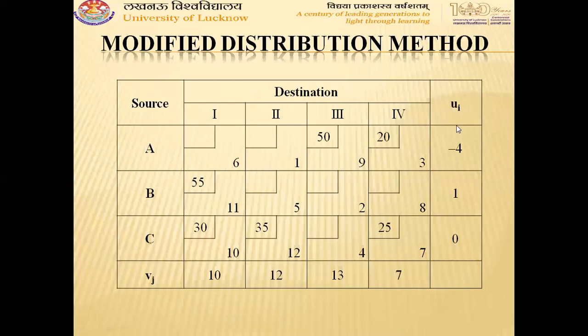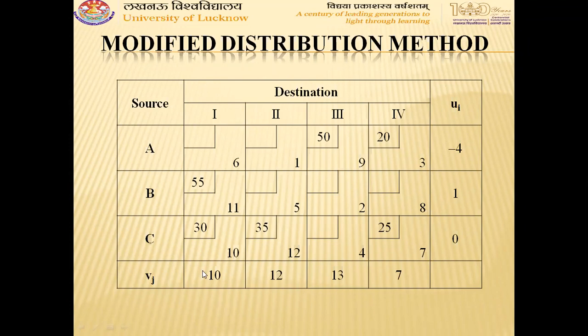So we can mention these values in the table and such a table is obtained. For A, the value of ui will be minus 4. For B, the value of ui will be 1. For C, the value of ui will be 0, as we have taken u3 equal to 0. Similarly, for destination 1, v1 will be 10.